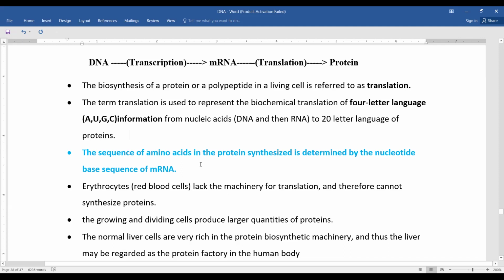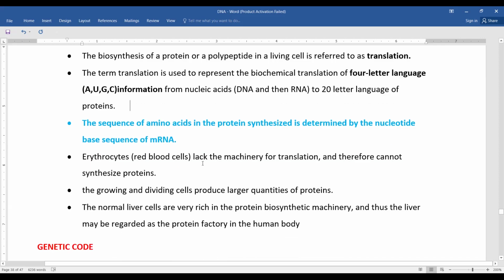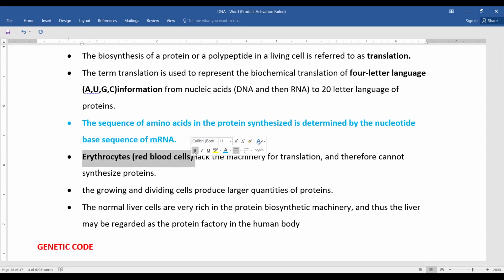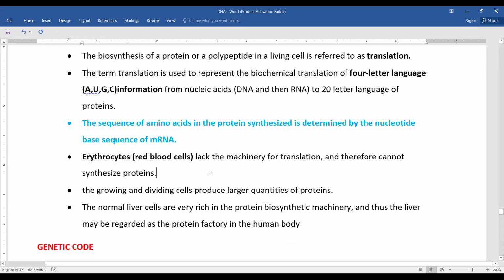That is called translation. Okay, so in which cells does protein synthesis occur more and in which cells may it not occur? If you observe matured mammalian RBCs, there are no major cell organelles. A matured mammalian RBC is nothing but a carry bag full of hemoglobin only, without any nucleus, without any protein synthesis machinery, without any cell organelles. So there is no need for protein synthesis. Its function is to carry oxygen and some amount of CO2 also, right? So RBCs lack machinery for translation and therefore cannot synthesize proteins.